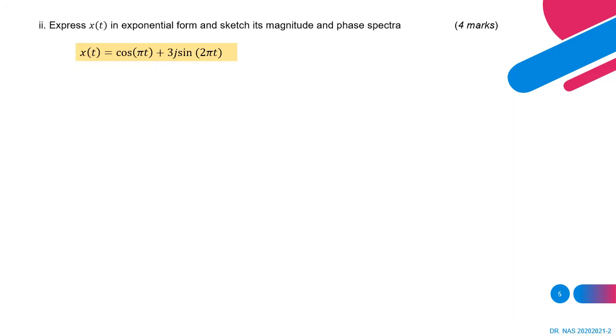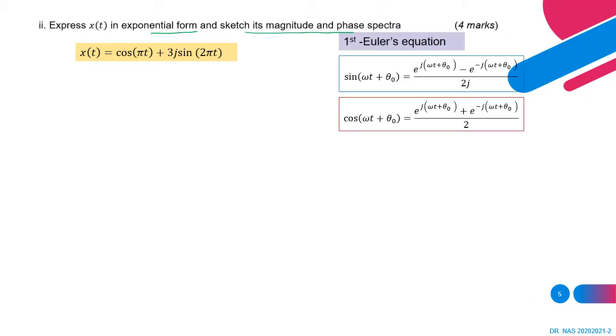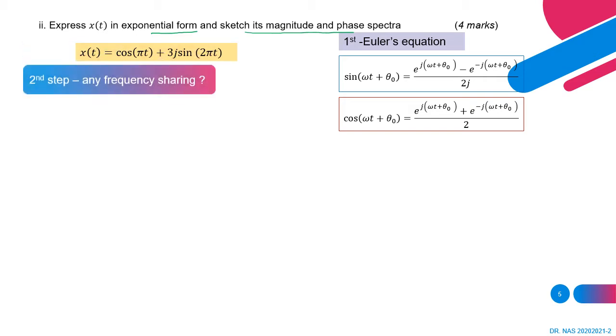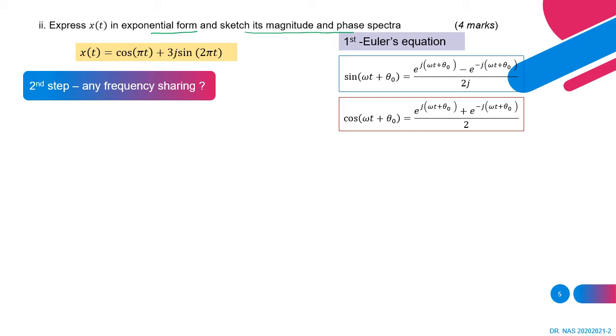Okay, secondly, you need to express the given equation in exponential form and then sketch both the magnitude and phase spectrum. So in order to convert the trigonometric equation into exponential form, you need to remember Euler's equation or Euler's theorem for both the sine and cosine. And then you need to check for frequency sharing between components. Okay, look at the first component and the second component. So the first ω is π, ω1. But ω2 is 2π. So there's no frequency sharing.